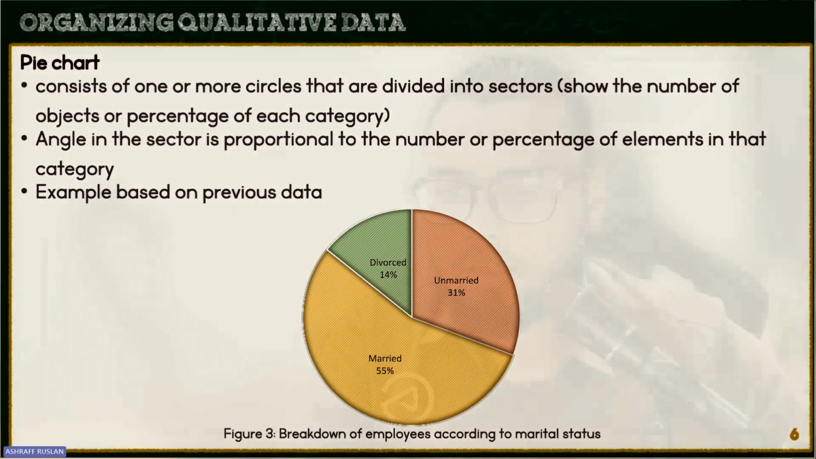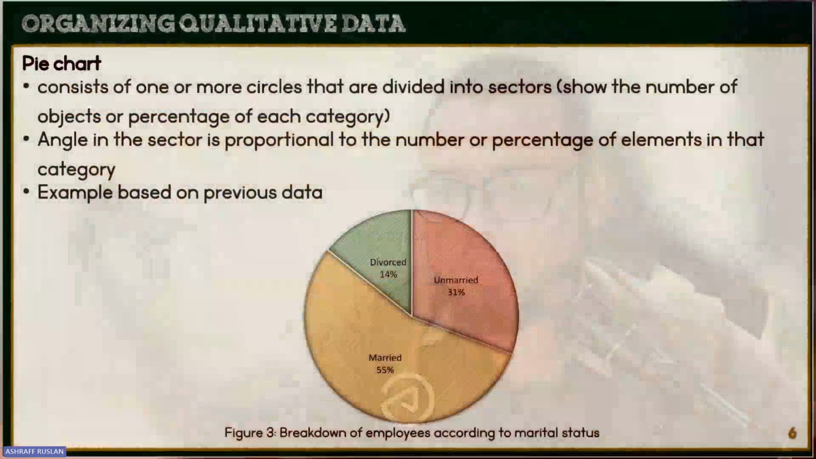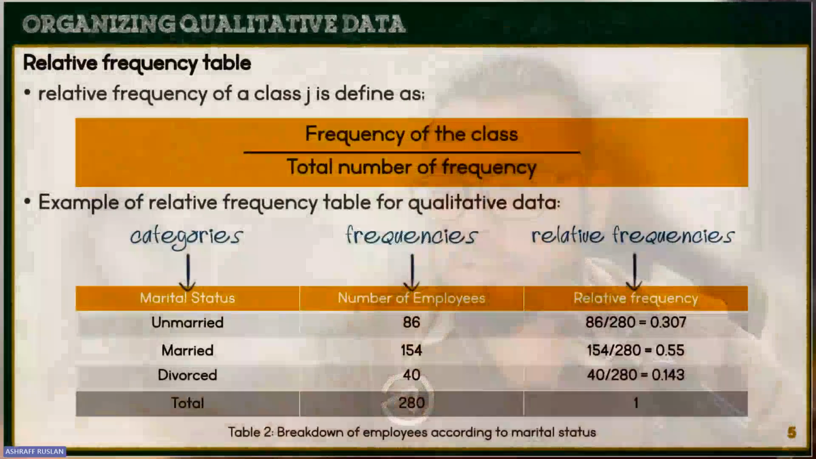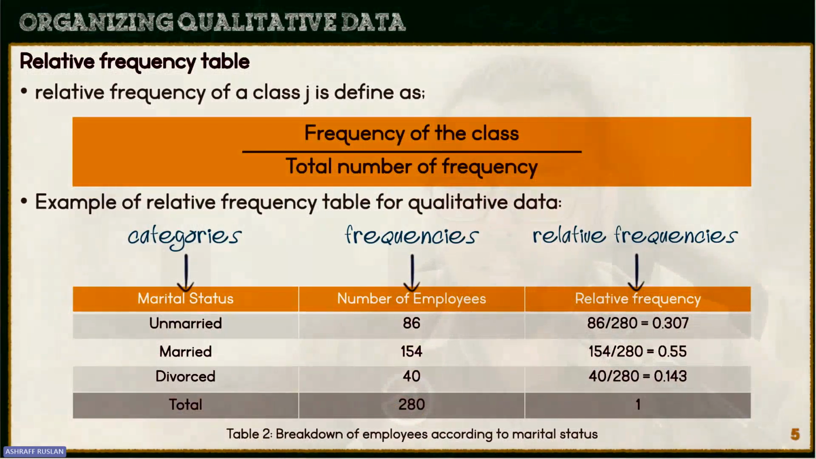This one is just a simple one. It's a proportional number to the percentage of elements. So the number of elements, let's say 86. So 86 over 220, and then times 360.